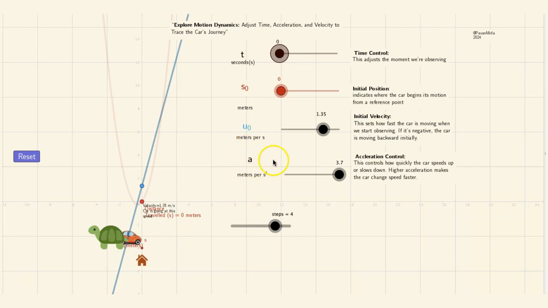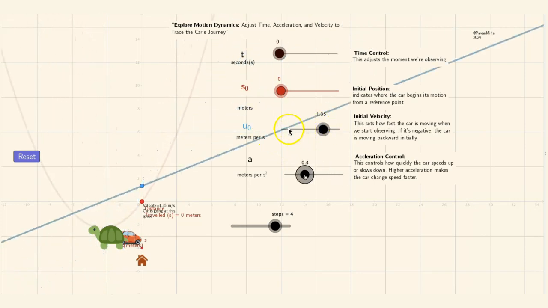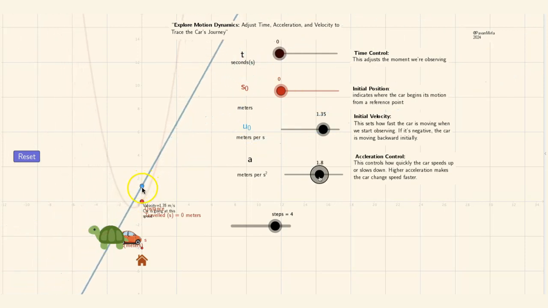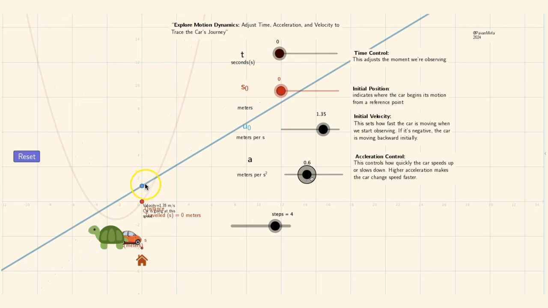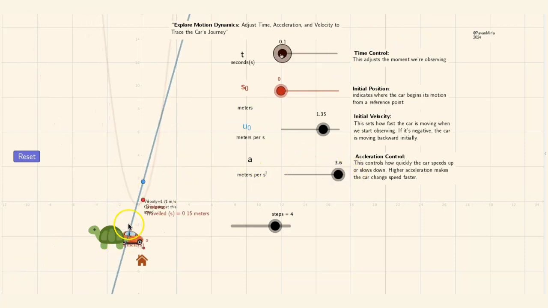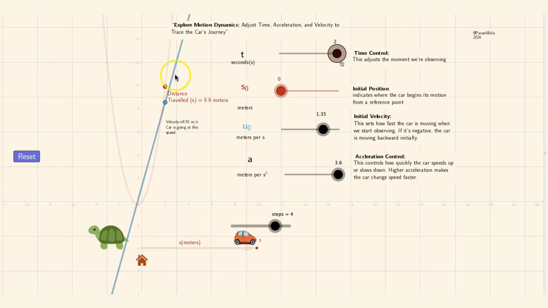Acceleration is the rate at which the car's velocity changes. In our interactive, you can adjust the initial velocity and watch the position of the blue dot change. This dot represents how fast the car is moving when we start watching. Now, if you increase the acceleration, the blue line, or the velocity line, gets steeper, indicating the car is speeding up faster.